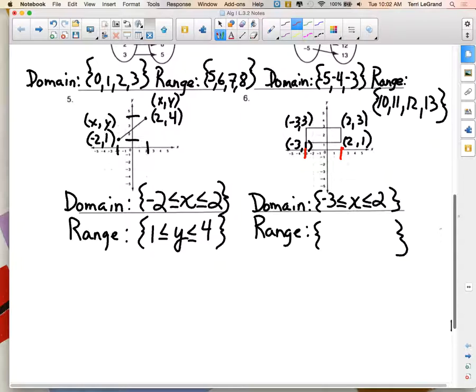How about the range? Volunteer for the range. Can't be Austin, can't be anybody else who's already spoken. Tate, you got this. 1 less than or equal to y, 3 greater than or equal to y, or y less than or equal to 3.